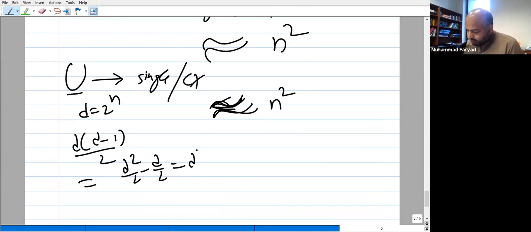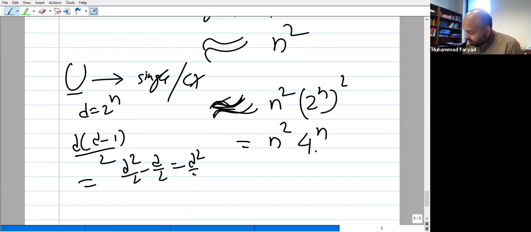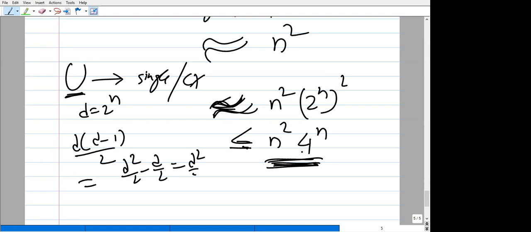Let's just work with D square. So D square is nothing but 2 power n square. So this is like n square 4 power n number of gates. This is the upper limit on the number of gates that are required to implement a general unitary in terms of single qubit gates. I'm really sorry sir, मैं confused हूँ.